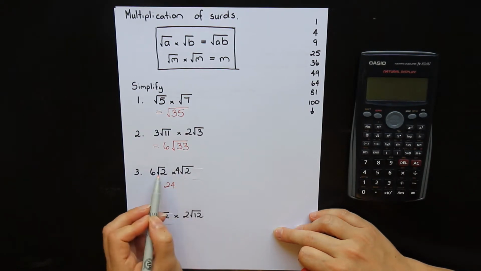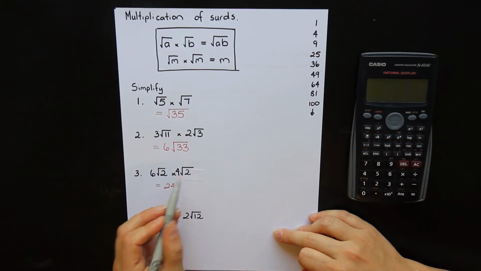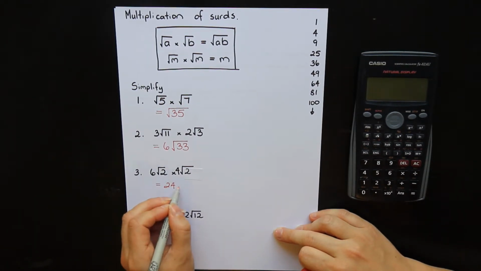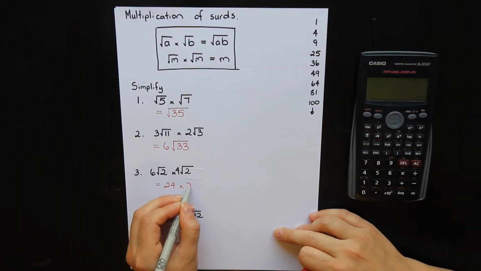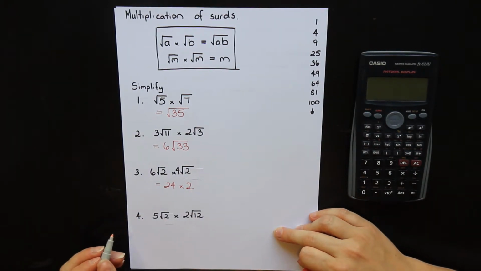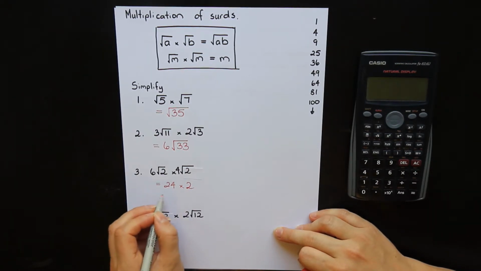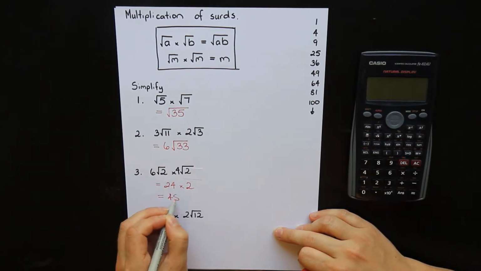Because these are the same, 2 and 2, square root of 2 times square root of 2 means the square root disappears and I just get 2. Square root 2 times square root 2 is 2. And then I can just multiply these together. 24 times 2 is 48.